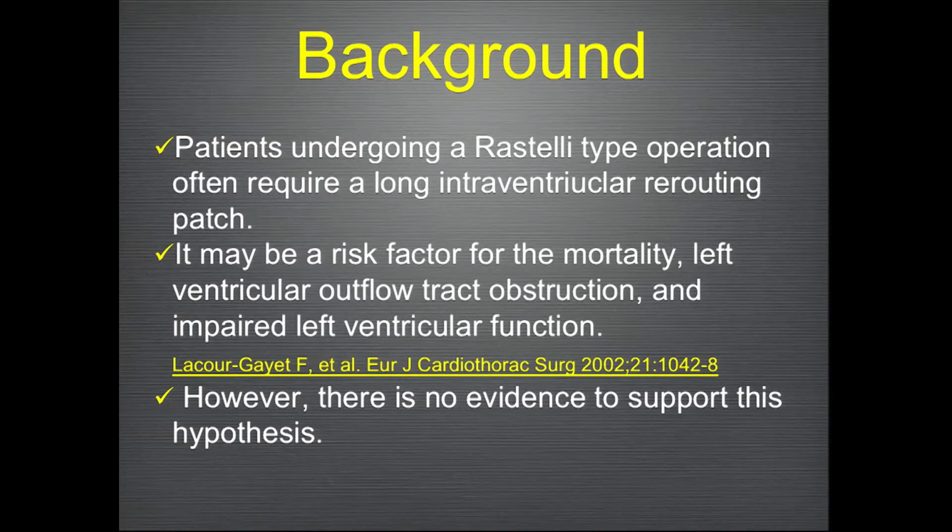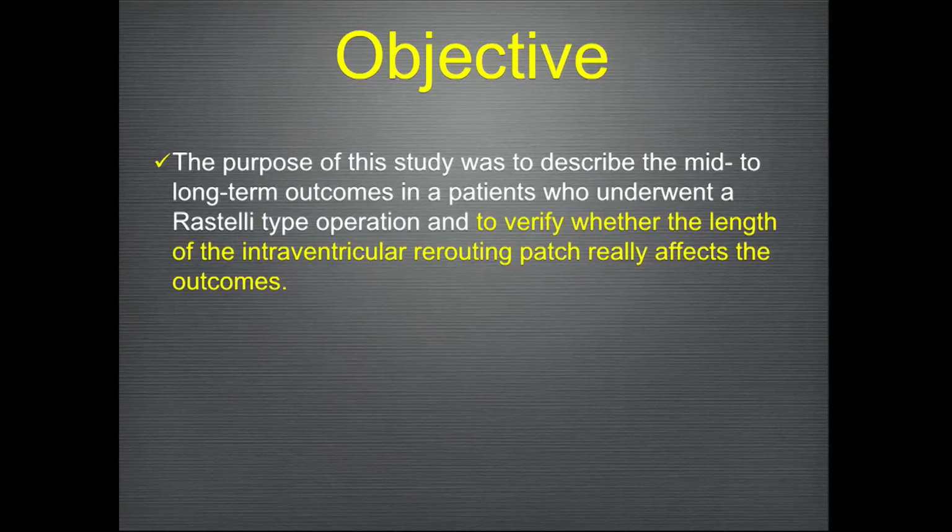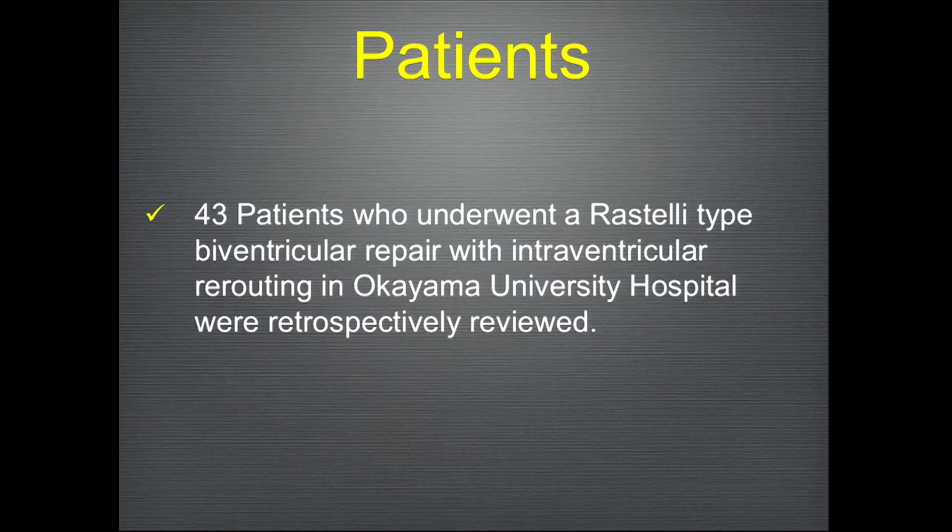Imagine the TGA type 3. A risk factor for mortality is left ventricular outflow tract obstruction after that. However, there is no evidence to support how long the distance from the left ventricle to the aorta should be. So several years ago, the purpose of this study was to describe the long-term outcome in patients who underwent a Rastelli type operation and verify whether the length of the interventricular rerouting patch really affects the outcomes. And this one is 43 patients at Okayama University, retrospectively reviewed.